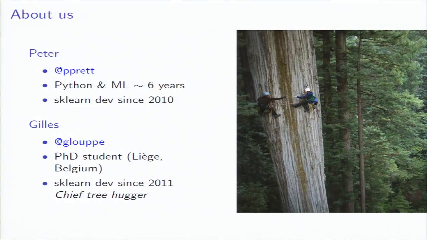Good. So quickly about us. Gilles is a PhD student at the University of Liège in Belgium. His research actually focuses on tree ensembles. He's been a scikit-learn developer since 2011, focusing mostly on decision trees and random forests. He's the primary author and maintainer of the decision tree and random forest implementation in scikit-learn. And me, for my part, I've been doing Python machine learning for about 6 to 7 years now. I'm a scikit-learn developer since 2010, working mostly on stochastic gradient descent and gradient boosting.